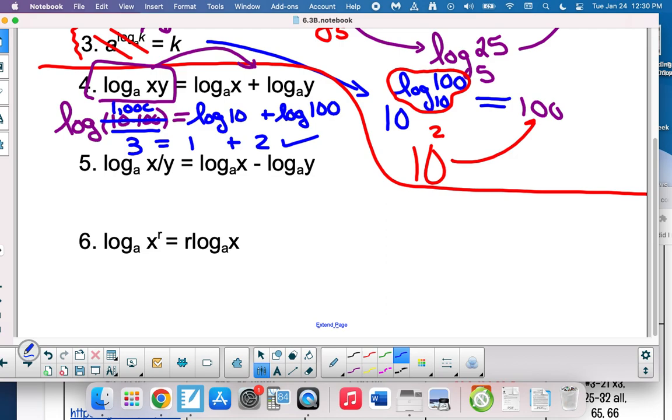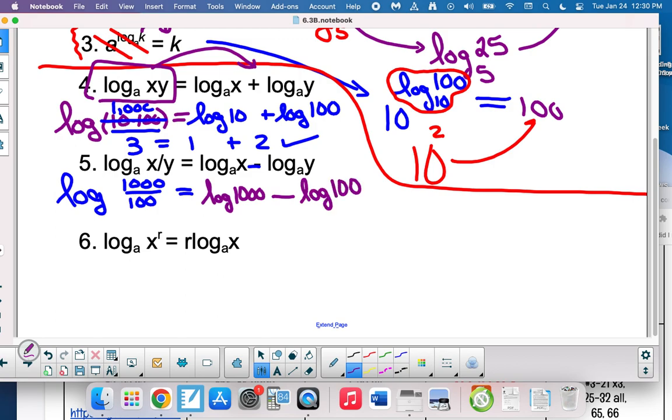All right, log base A of x divided by y is equal to 2 logs subtracted, right? So division goes with subtraction where multiplication goes with addition. All right, you ready? Let's prove it works. Here we go. Log of 1,000 divided by 100 is equal to log of 1,000 minus log of 100. Is this true? Well, what's 1,000 divided by 100? This is really 10. So what's log of 10?